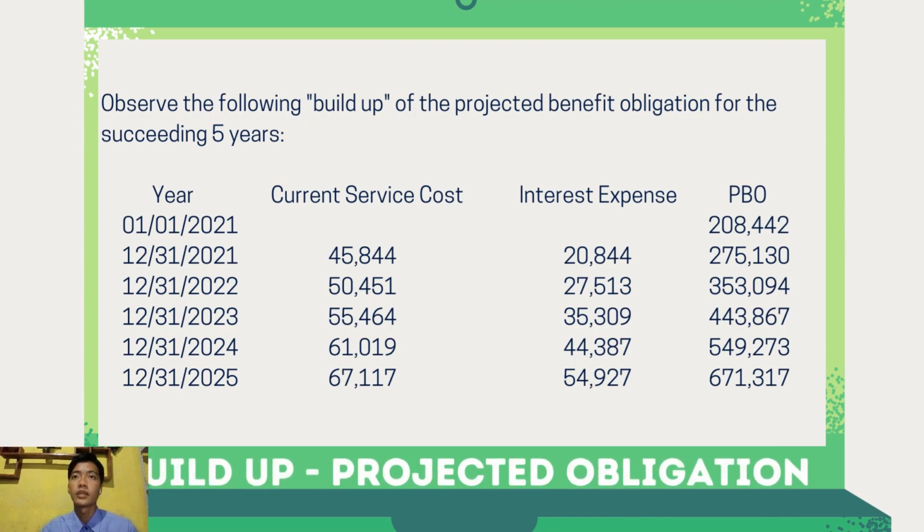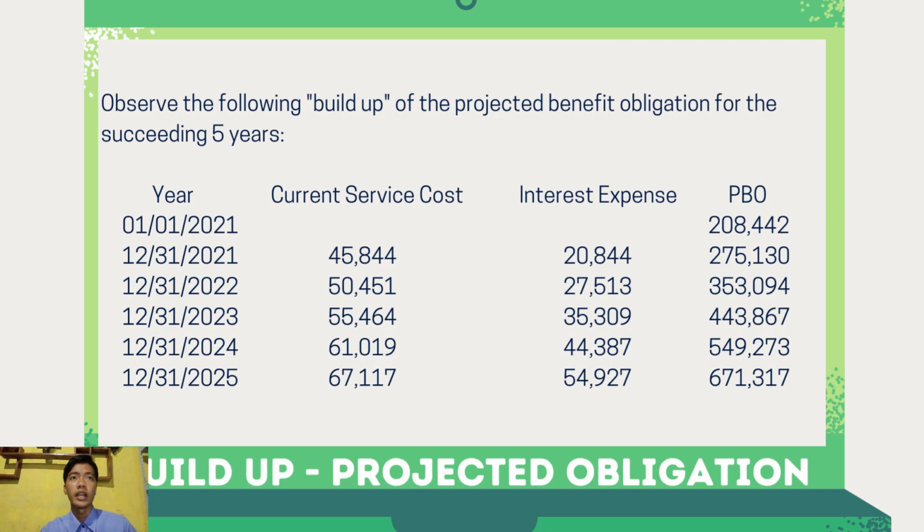So, let's observe the following build-up of the projected benefit obligation for the succeeding 5 years. Sa year January 1, 2021, yung PBO niya is 208,442. Then sa ending year naman na yon, yung current service cost ay 45,844 and then yung interest expense is 20,844. Kapag pinagsama-sama yon, kasama yung PBO ng last PBO na given, ayun yung magiging PBO ng current year.